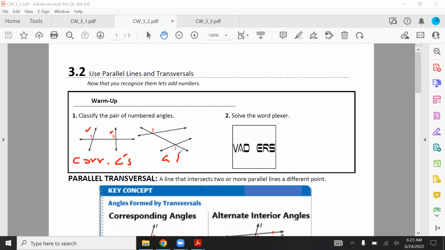2 and 7 are going to be alternate exterior angles. They're on the outside and the alternate. And I don't know about these word flexors, so just cross that off.